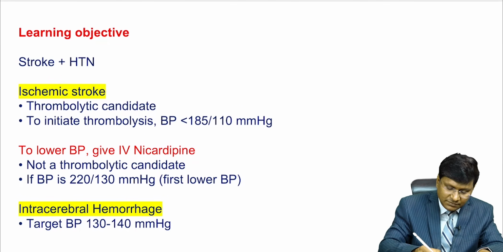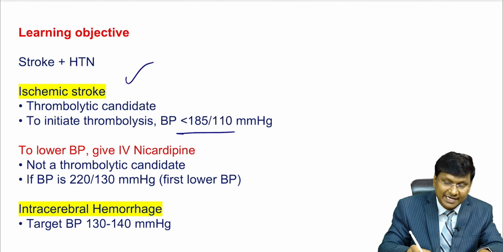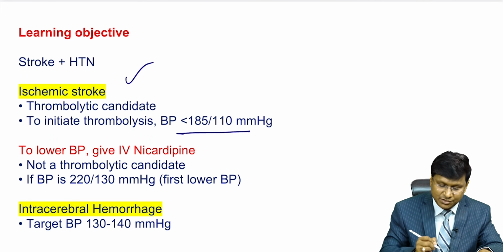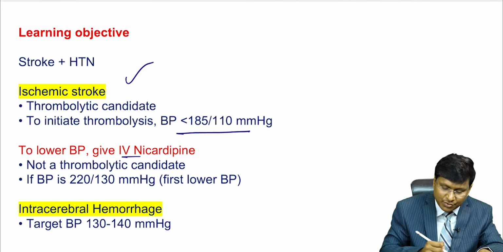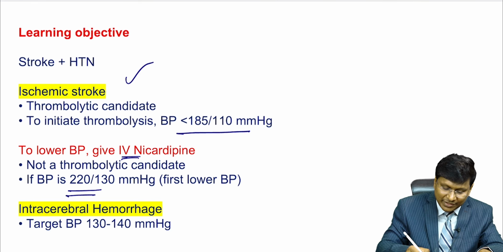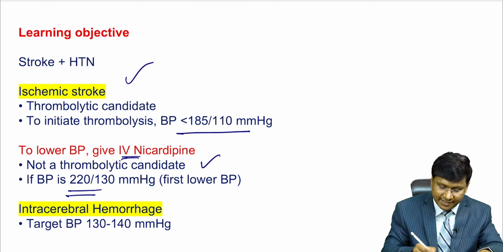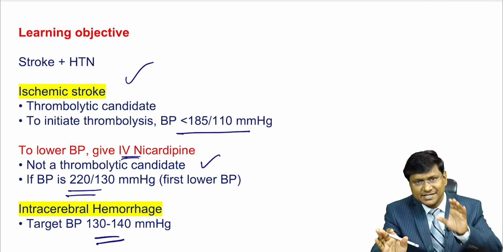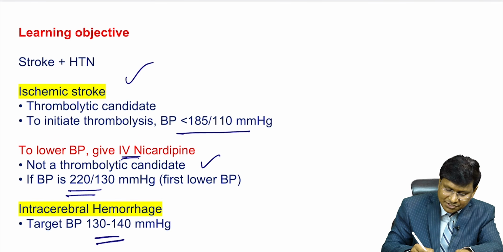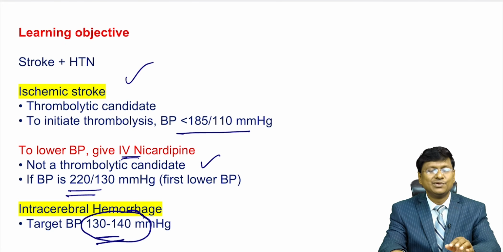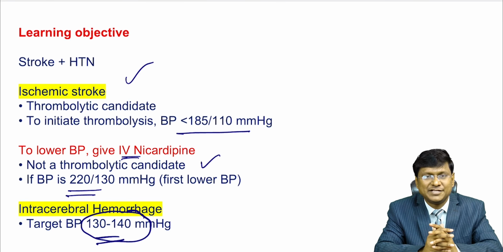So in case of ischemic stroke, the target blood pressure before starting thrombolysis will be less than 185 by 110 millimeters of mercury. And to lower the blood pressure, you need to give IV nicardipine, right? And if the blood pressure is around 220 by 130, the patient is not a candidate for thrombolytic therapy. And next is intracerebral hemorrhage. If the patient has intracerebral hemorrhage, the blood pressure has to be reduced to around 130 to 140 millimeters of mercury. So these are some of the important clinical questions in cardiology. Thank you very much.